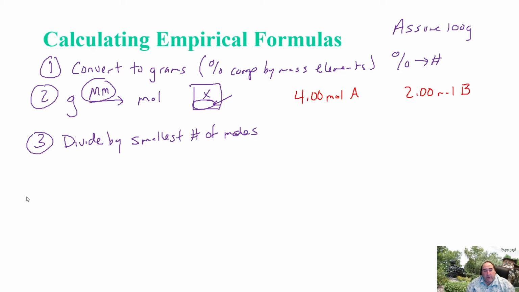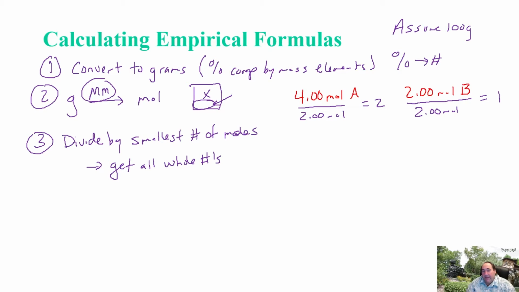Now, the third step is we take the smallest number of moles, which in this case is 2, and we divide everybody by the smallest number of moles. We divide this by 2, and we divide that by 2. When we divide this one by 2, we get a 1. We divide this one by 2, we get an actual 2. If you do that and you get all whole numbers, like we just did in that example, that is going to be your empirical formula. So in our example here, our empirical formula would be A2B.